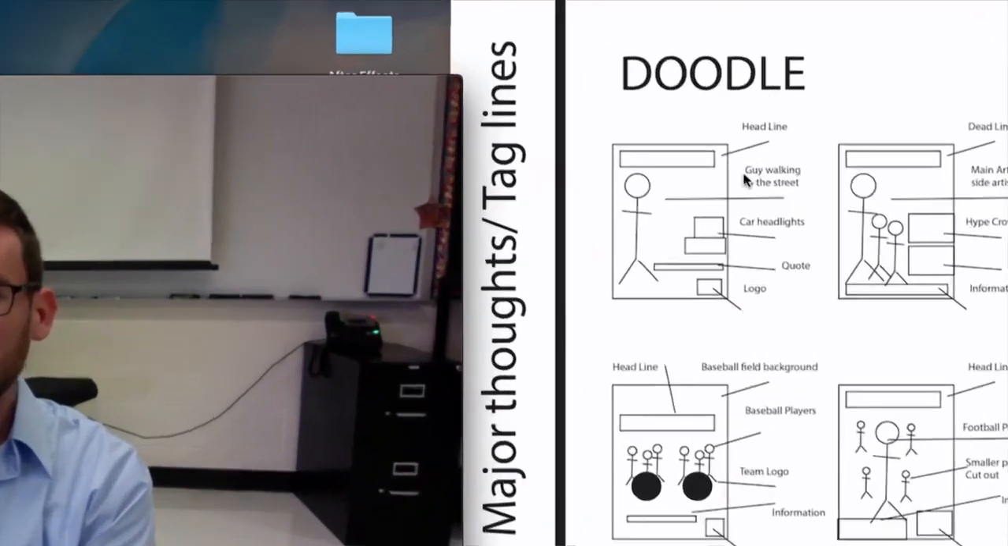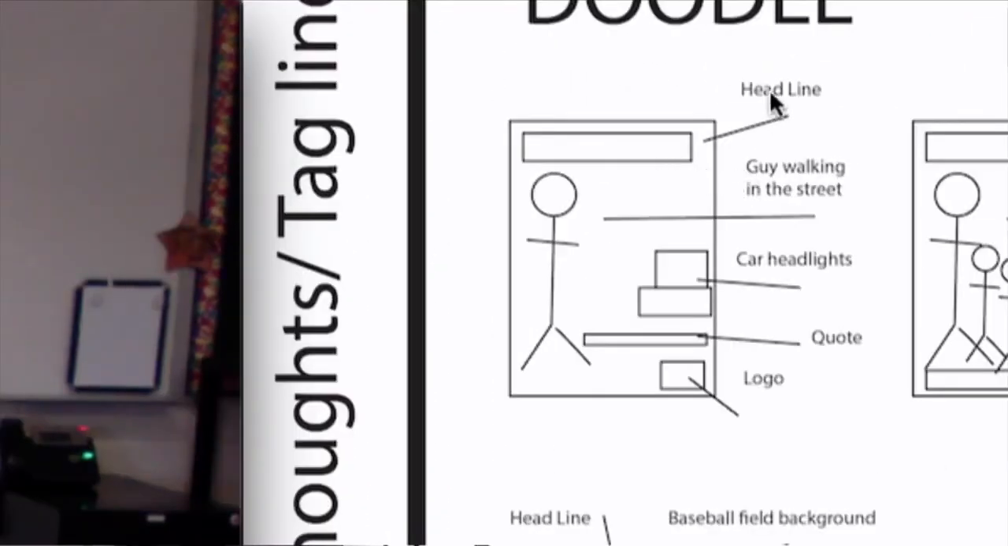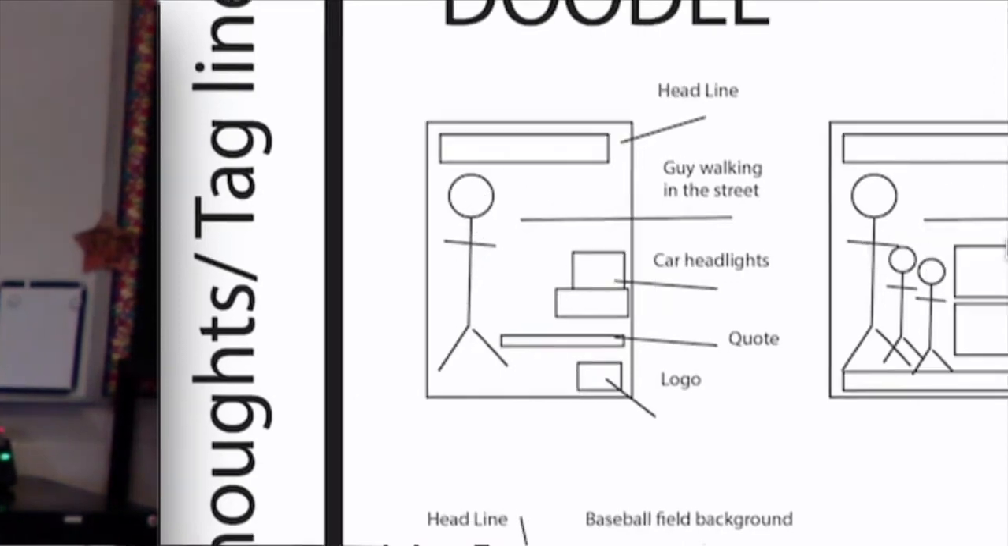Again, I can't draw, so what I do is I draw boxes and I write, this is where my headline's going to be. I've got a guy walking into a street. I'll write little notes to the side. I have a car and headlights right here. Some quote and some logo. So this would be a PSA about looking before you cross the road or something like that.